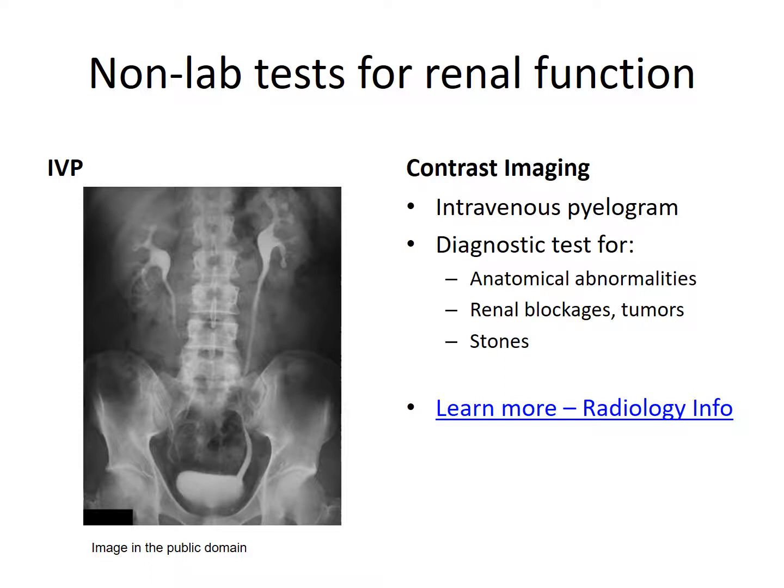So what has happened here is the individual has been injected with a radio-opaque substance. You can see in the picture the white areas of the kidneys, the ureters, the bladder. That radio-opaque substance allows for visualization of the renal system. This is called contrast imaging. The IVP, or intravenous pyelogram, is a diagnostic test that helps identify abnormalities in anatomy, blockages, tumors, kidney stones. And you can learn more about this particular procedure from Radiology Info, and you should take the time to review this information.